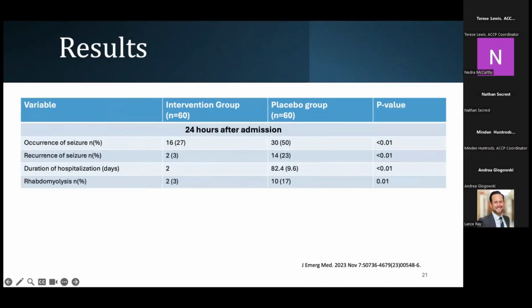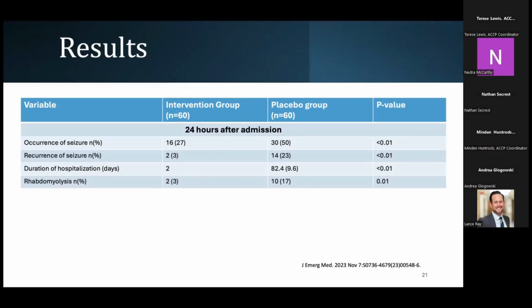And then for the occurrence of seizure at 24 hours, 16 patients in the intervention group developed seizure, while for the placebo group, 30 patients of the 60 patients developed seizure. And this was statistically significant. For patients who had seizure despite intervention, it was only 2 in the intervention group, as opposed to 14 patients in the placebo group who had a recurrence of seizure.